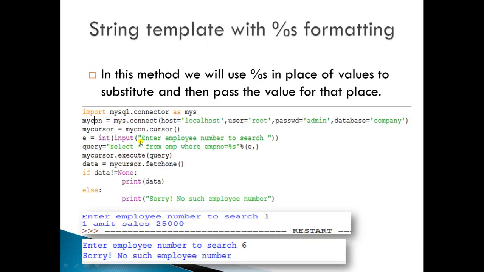Now string template with percentage %s formatting. This percentage %s is used in place of values to substitute, and then you pass the value for that place. So you can see here I have used this percentage %s. Now I have not used any comma here. The percentage symbol is here, and this is a tuple. So this E is replaced in this S. Whatever value this E has, it will be given to this S variable, so that the particular employee number will get printed.